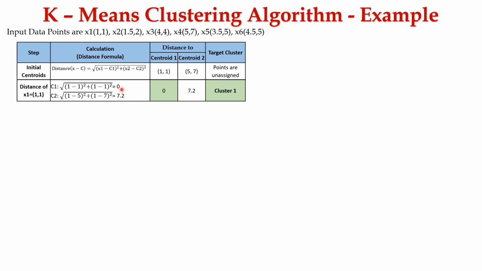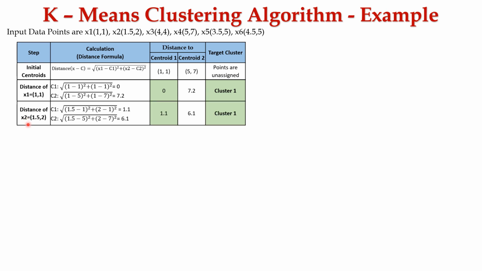Now we can assign the distance value to the centroids from the data point. That is, the distance between the data point x1 to centroid 1 is 0, as we have found here. And the distance between the data point x1 and centroid 2 is 7.2, which we have found here. Now we have to find the minimum distance. The centroid 1 has the minimum distance. So we can assign cluster 1 for the data point x1.